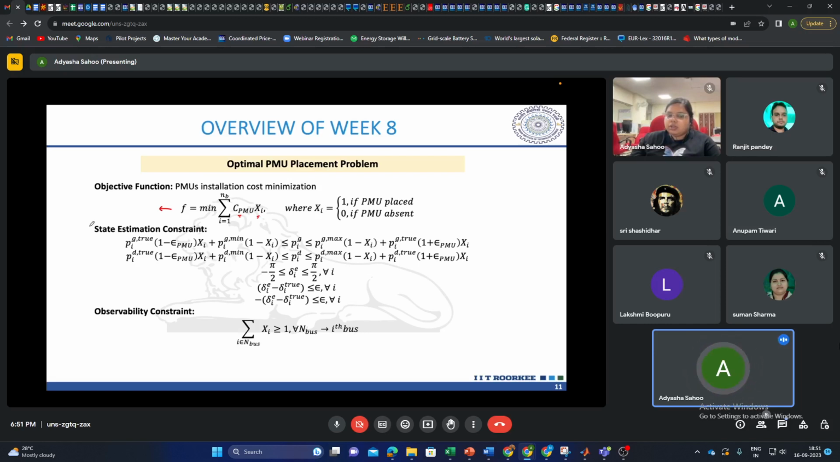So that way we are minimizing the cost of installation considering these state estimation constraints. So why are we going for these state estimation and observability constraints? Anyone? Why are we considering this? Because now our problem is digital. State estimation is essential. So why particularly these observability constraints need to be considered? Why not any other constraint?